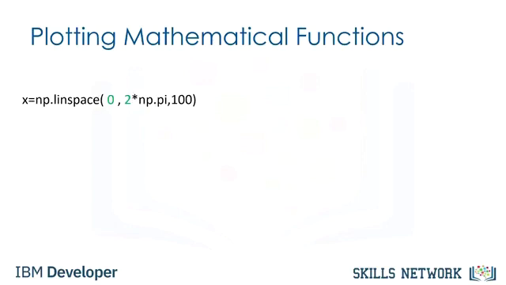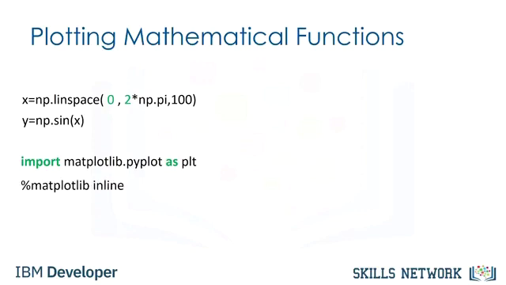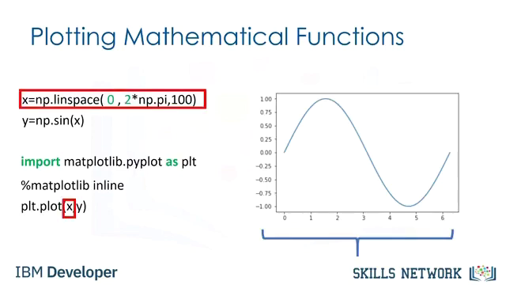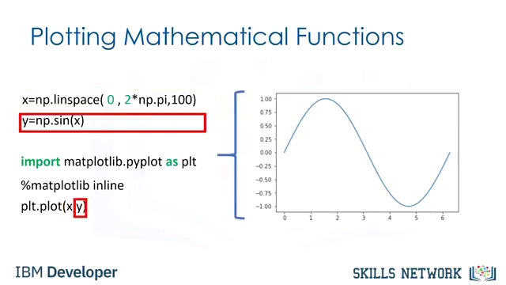We can use the function linspace to generate 100 evenly spaced samples from the interval 0 to 2 pi. We can use the NumPy function sine to map the array x to a new array y. We can import the library pyplot as plt to help us plot the function. As we are using a Jupyter notebook, we use the command matplotlib inline to display the plot. The following command plots a graph. The first input corresponds to the values for the horizontal or x-axis. The second input corresponds to the values for the vertical or y-axis.